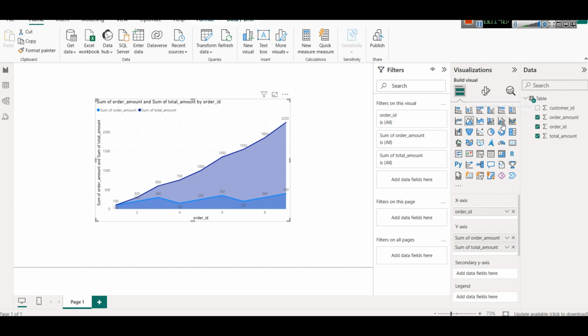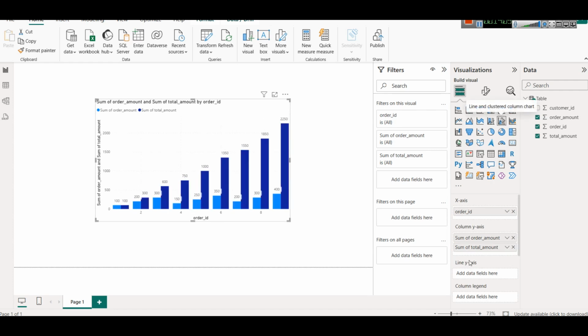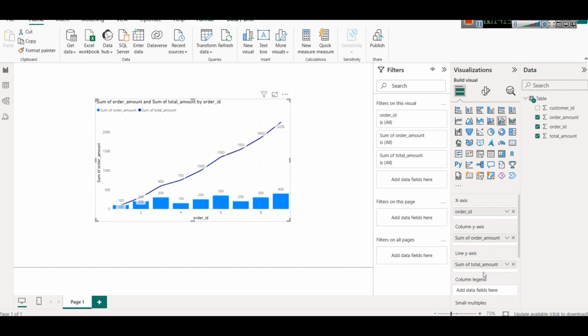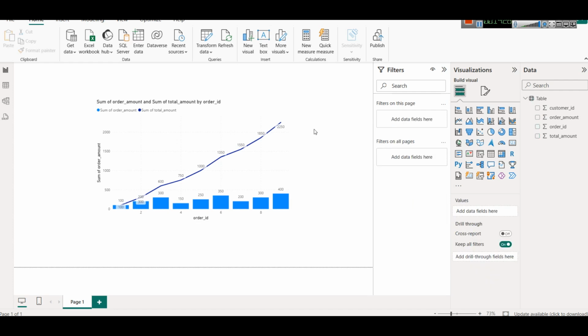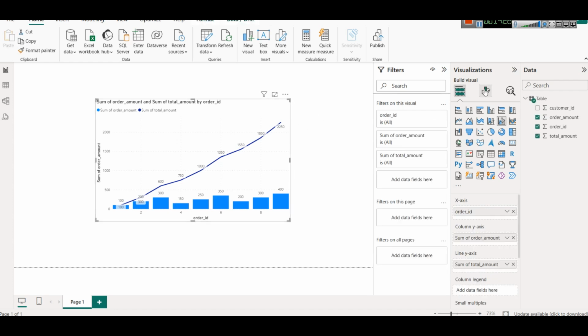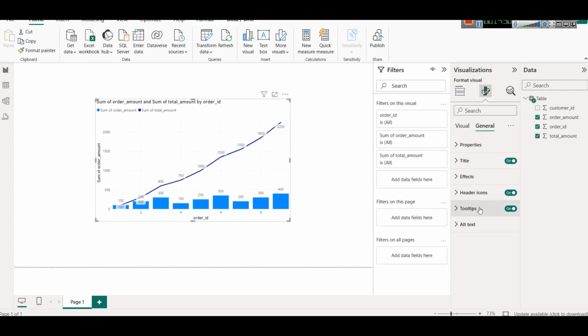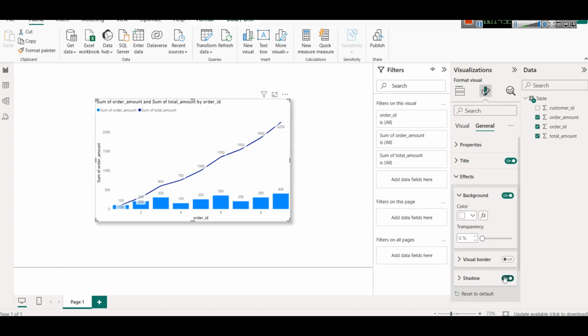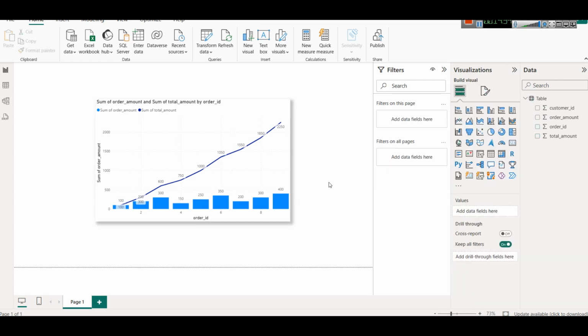So we can change it as a line and clustered chart, and we can take the cumulative total here. This will be like a continuous value that after each order what was the total earned amount, and for each order what was the total earned amount. So this kind of chart can be created. I will explain this when we run Power BI, when you guys will learn Power BI. This is a simple chart.